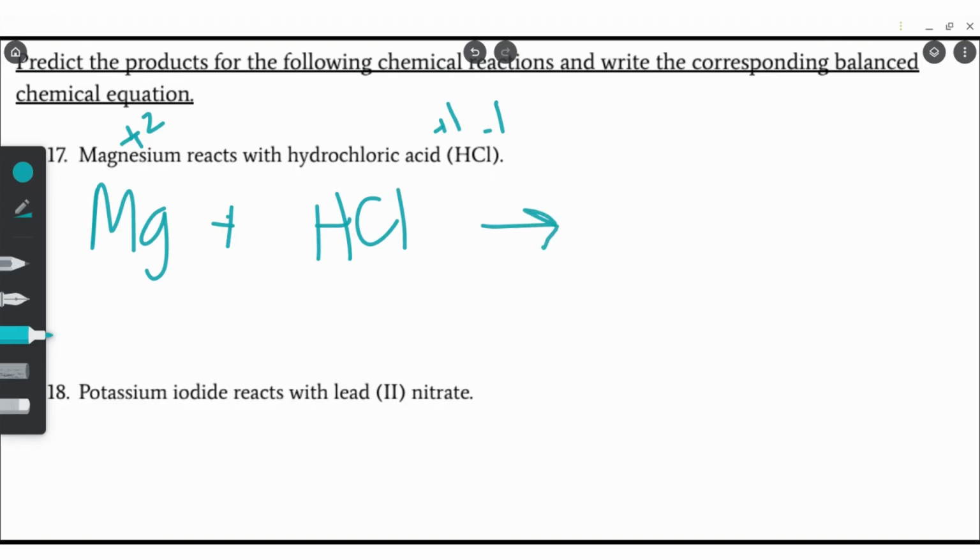And so right now, looking at this, I'm thinking that we have a single replacement reaction because we have this magnesium by itself, and then we have this hydrochloric acid. And so what I think is going to happen is the magnesium is going to come in, bump out the hydrogen, and then bond with the chlorine. And so now we're going to have Mg and Cl together. But since Mg is a +2 charge and Cl is a -1 charge, we're going to need to add a subscript of a 2 on that chlorine to make that compound balanced.